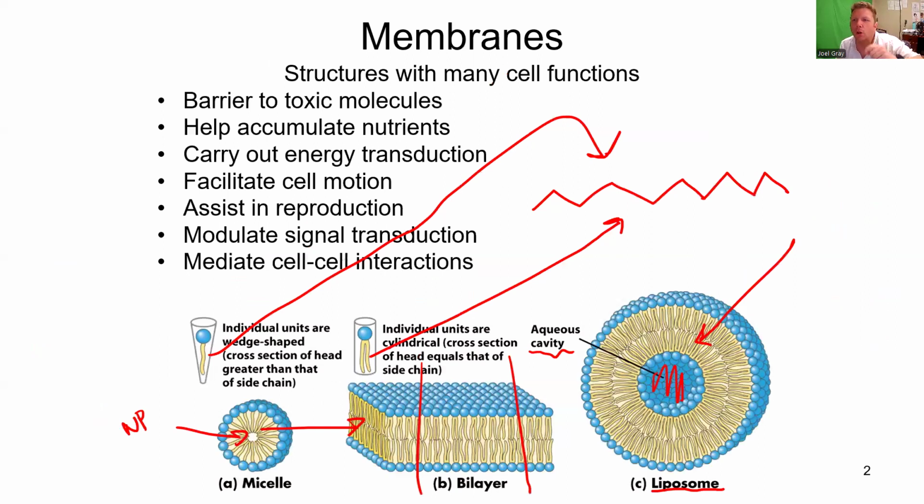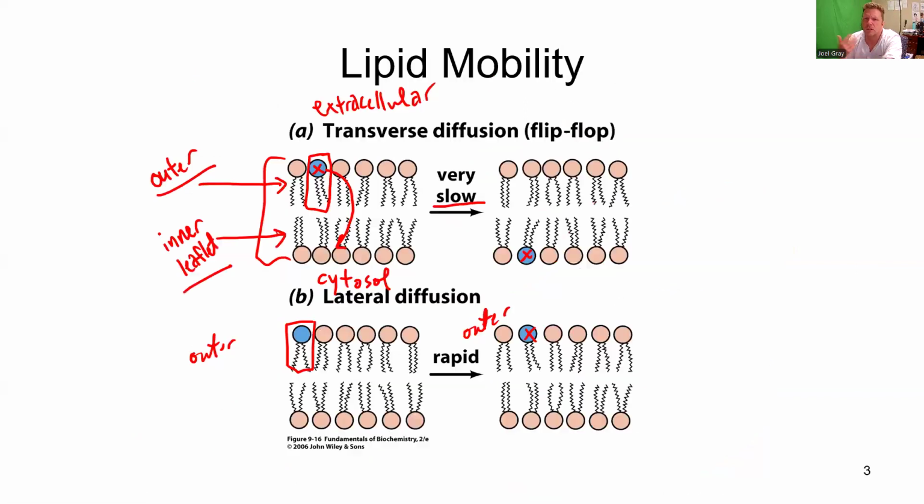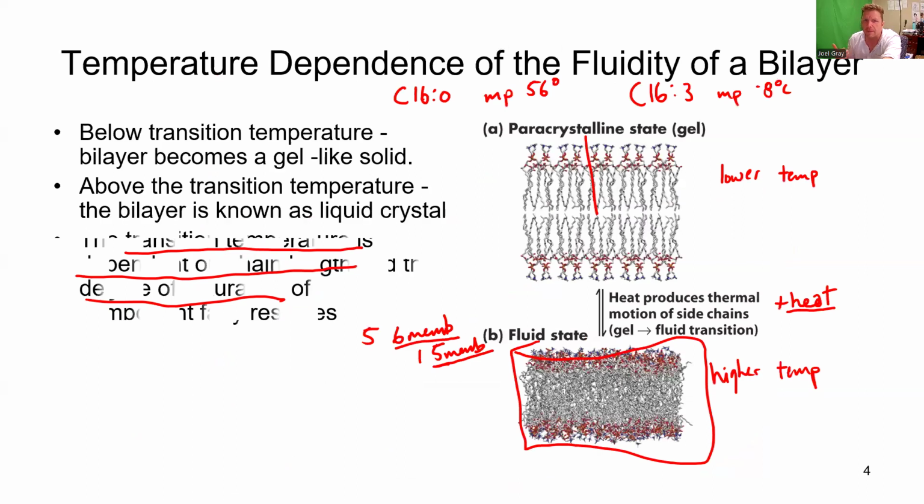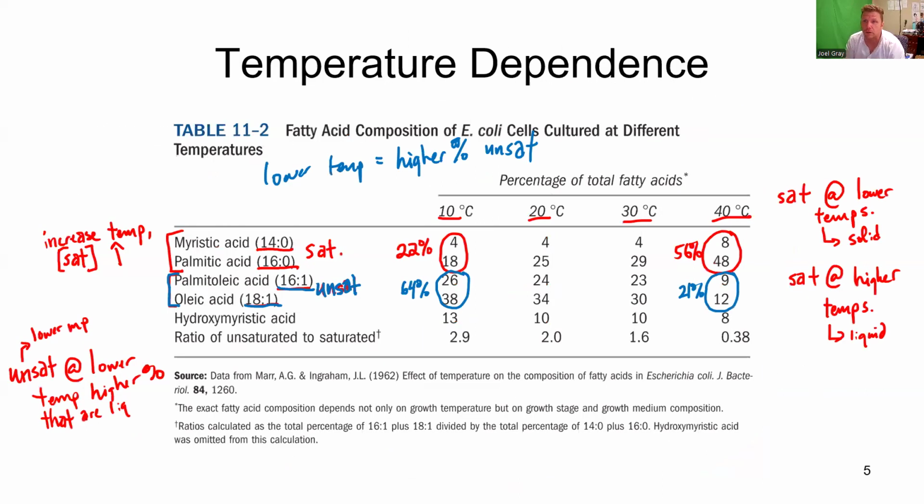That membrane has to do all of these things. It has to act as a barrier. It has to modulate cell transduction, assist in reproduction, facilitate cell motion. So it has to do all of those things. So I always use the term structural integrity. That membrane has to maintain structural integrity. So it's not like at 10 degrees Celsius, it's super rigid, and at 40 degrees Celsius, it's not super rigid. Instead, the tension and the rigidity of that membrane, whether you're at 10 degrees or 40 degrees, is effectively going to be the same.